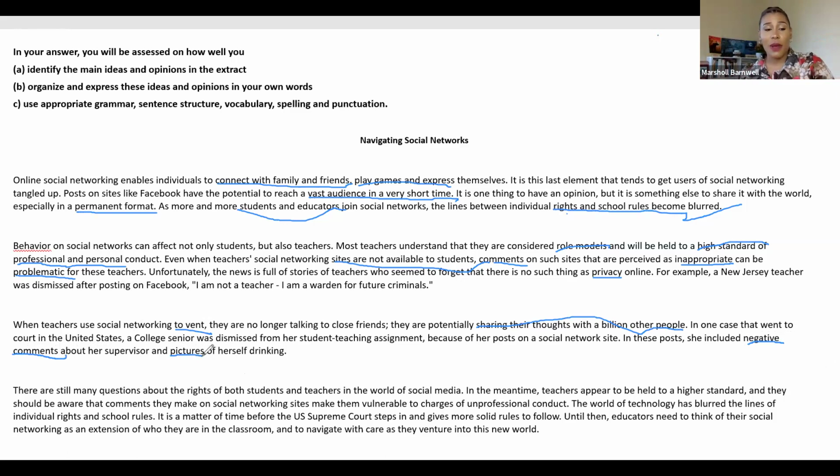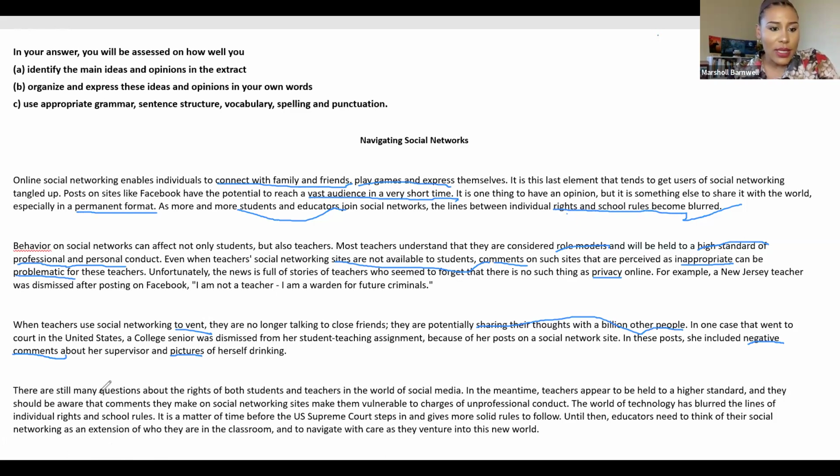So basically in this paragraph, it explained that teachers can use social networking sites to vent, share negative comments, or even share pictures of their lives, but they're not sharing them with their friends, they're sharing them with billions of other people. That's all this paragraph is saying. We can move on.